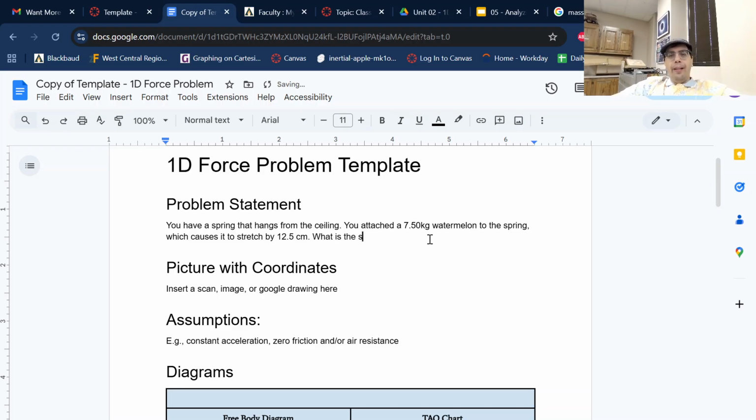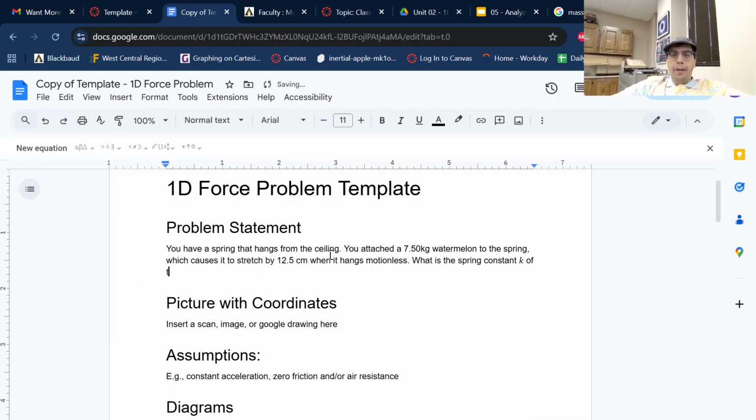What is the spring? When it hangs motionless. I'm just trying to highlight the fact that it's just hanging there. What is the spring constant K of the spring?